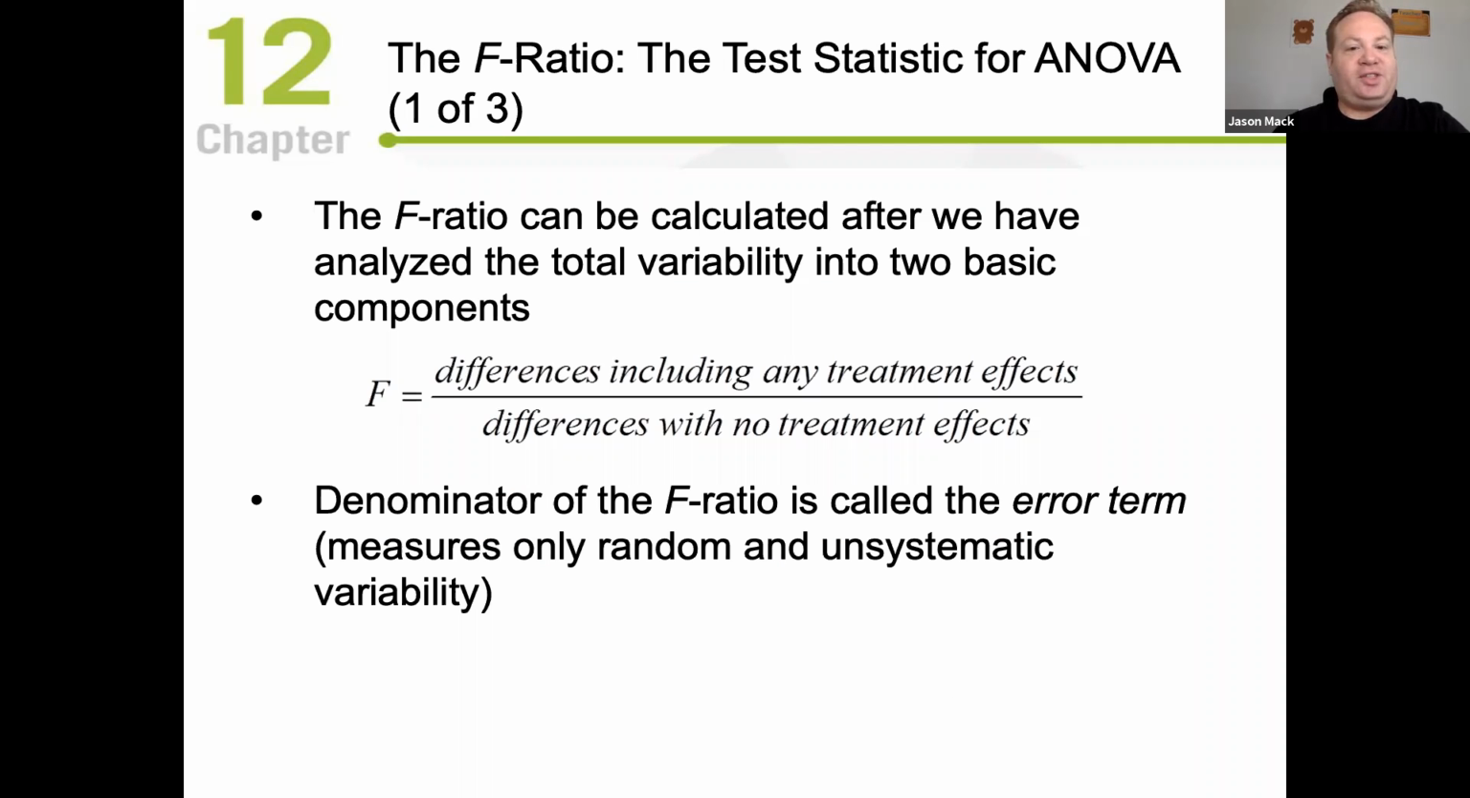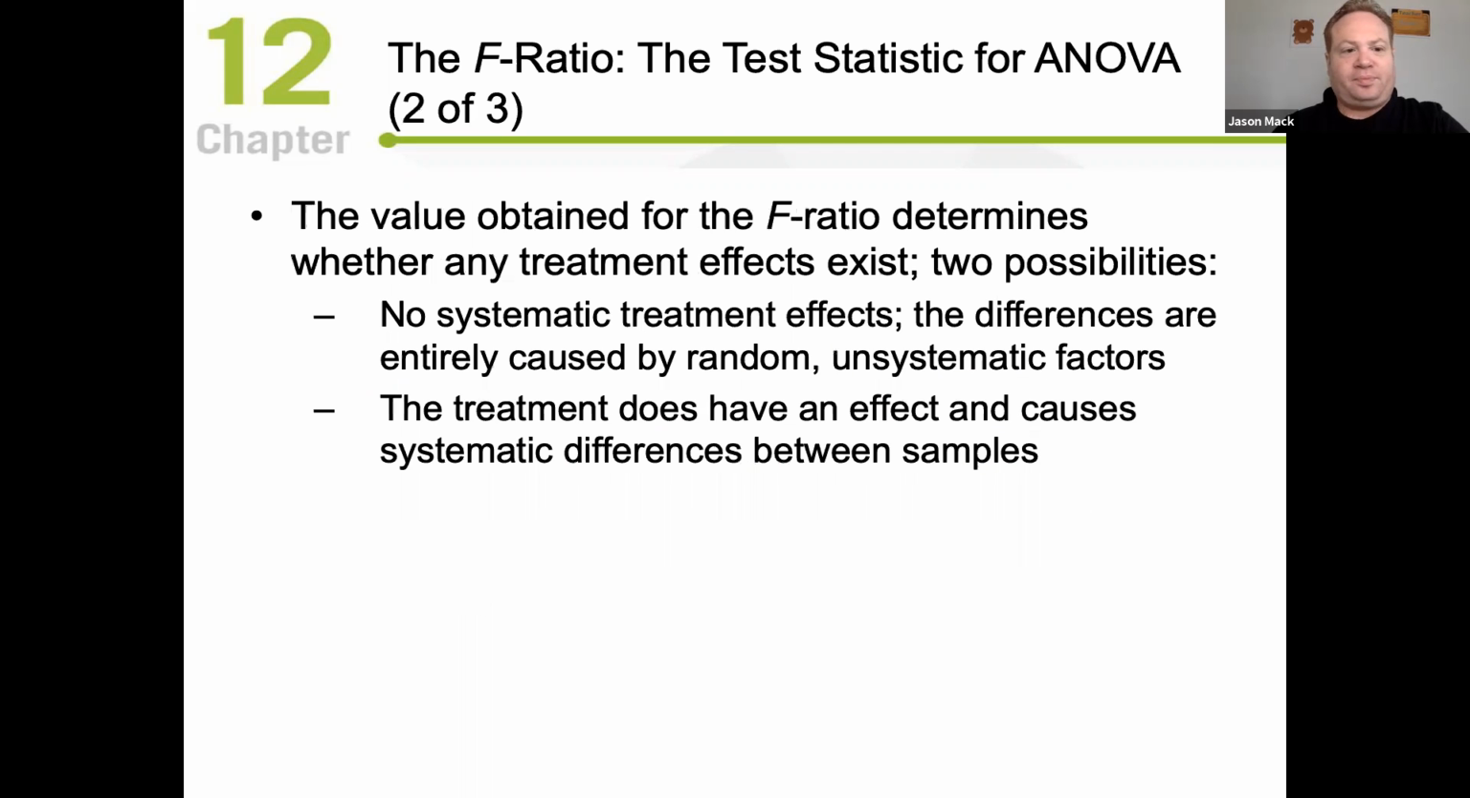The F ratio, the test statistic for ANOVA, 1 of 3. The F ratio can be calculated after we have analyzed the total variability into 2 basic components. F score is equal to the differences including any treatment effects over differences with no treatment effects. The denominator of the F ratio is called the error term, which measures only random and unsystematic variability. The value obtained for the F ratio determines whether any treatment effect exists.